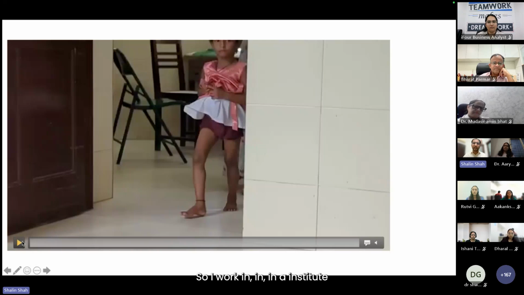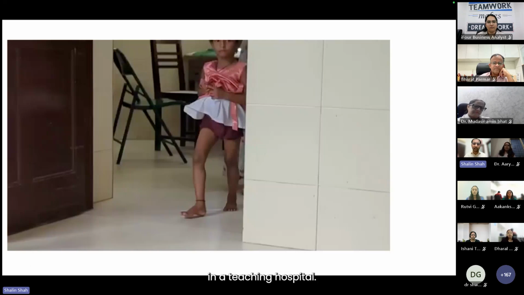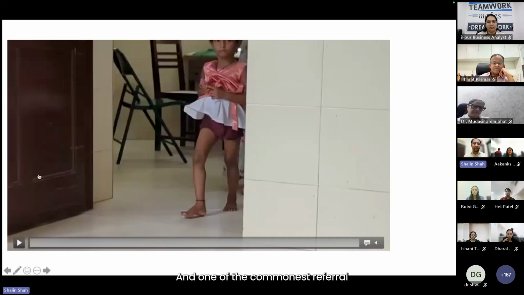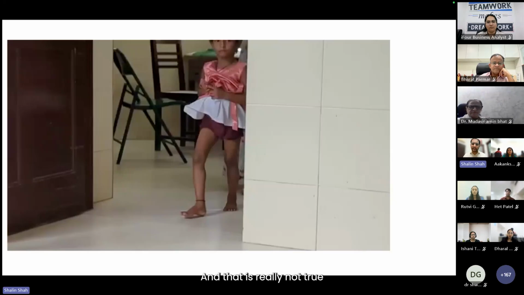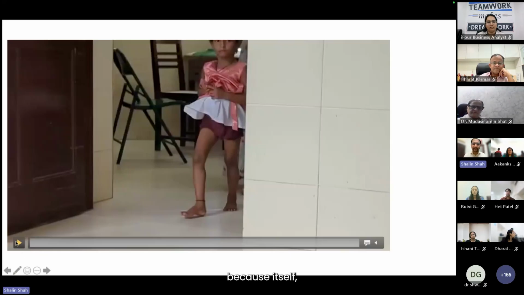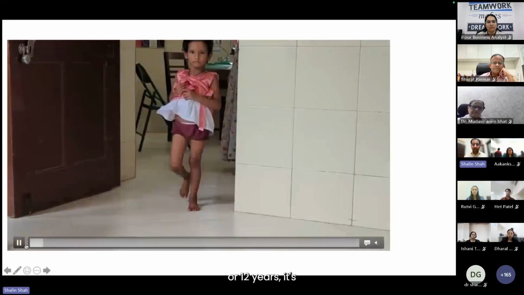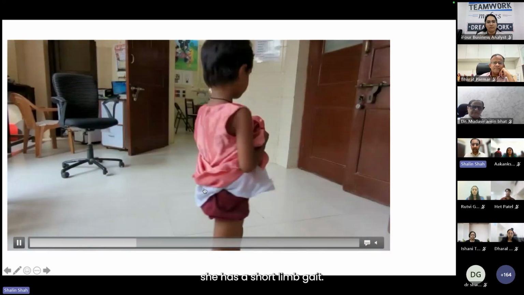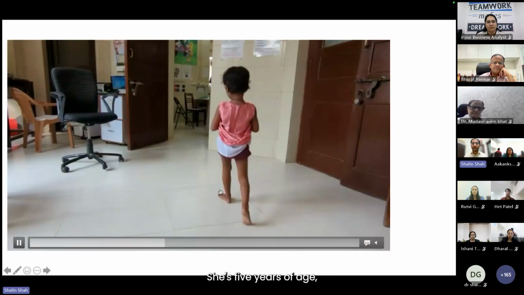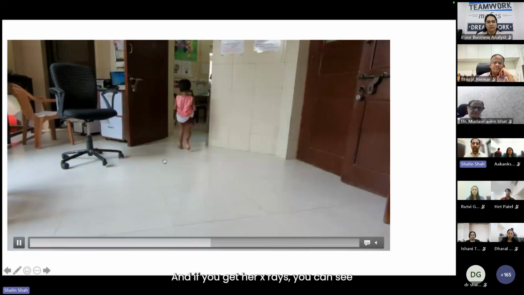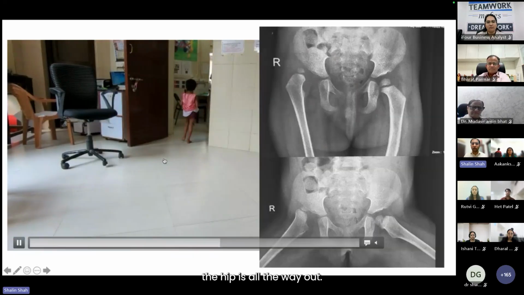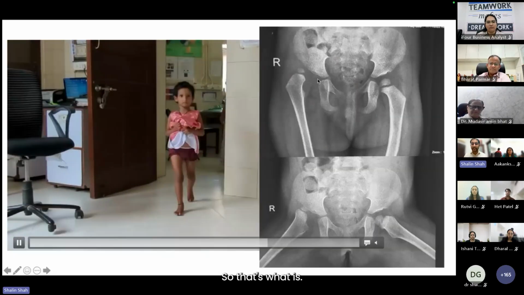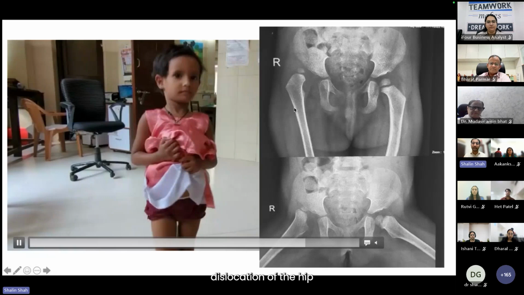I work in an academic institute, in a teaching hospital, and one of the commonest referrals I get is, this kid has pain in the hip, so please rule out DDH. And that is really not true, because DDH itself, until the age of 10 or 12 years, is really a painless condition. You can see this kid, she has a short limb gait. She's 5 years of age, but just walking normally. And if you get her x-rays, you can see the hip is all the way out. So that's what DDH is. It's a missed dislocation of the hip.